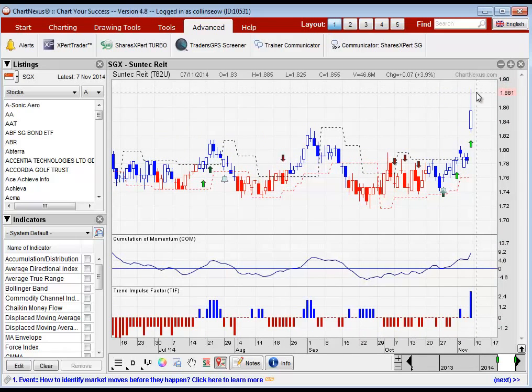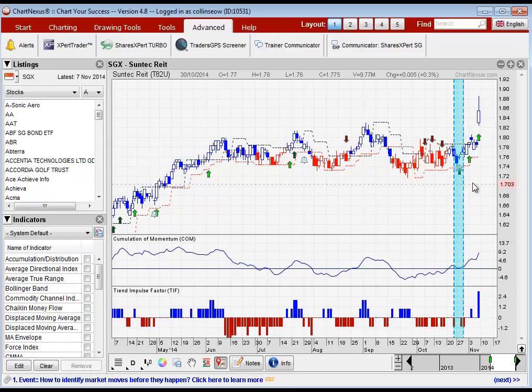which is now at 895. It does not mean that the next day you buy immediately. You wait for it to break above the candle. If it doesn't, then you wait until it breaks the prior candle. Okay, so this is the first signal for Suntec REIT.